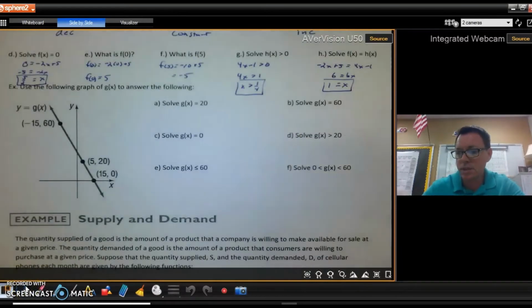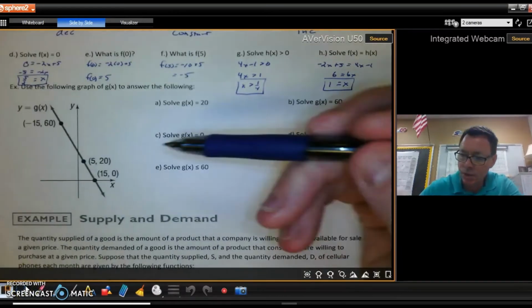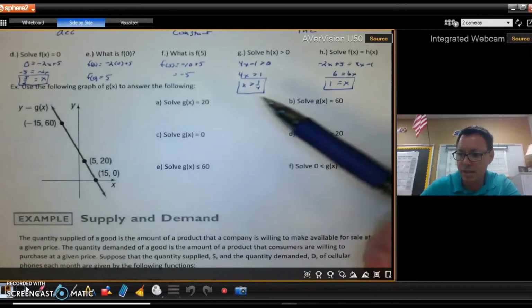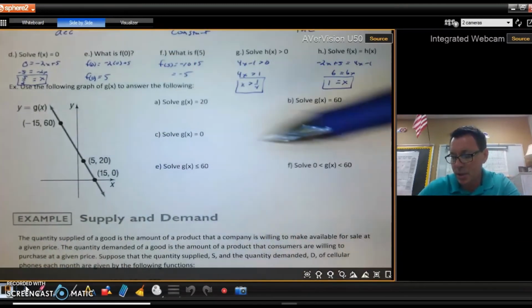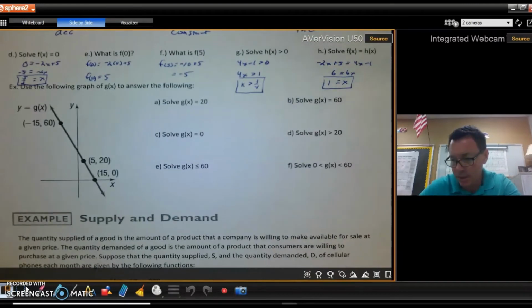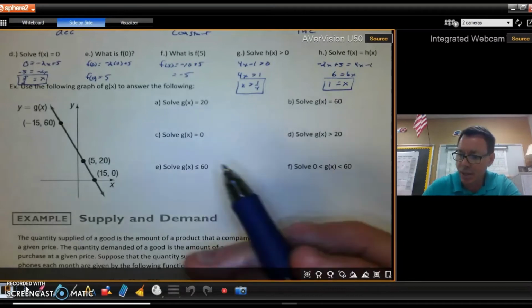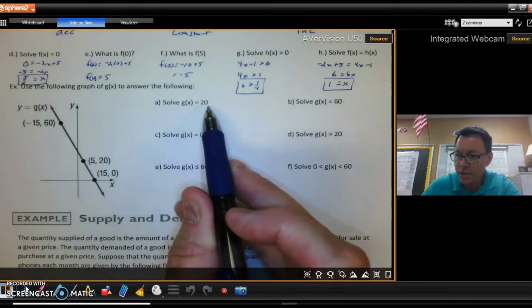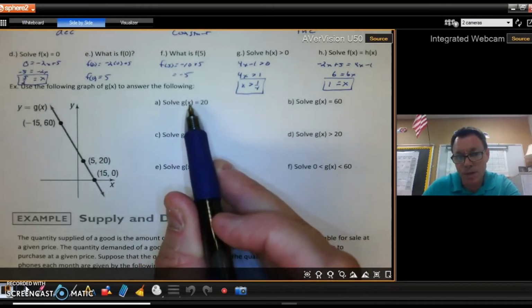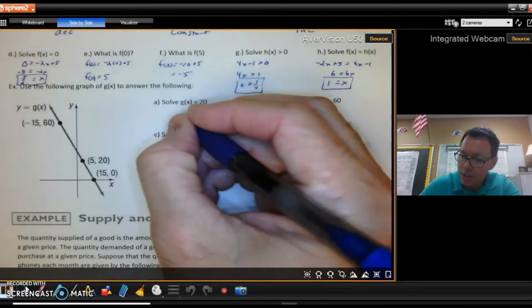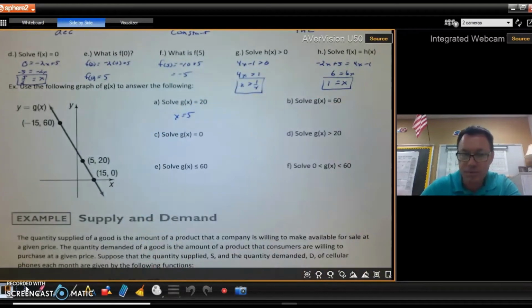All right, we've looked at a lot of graphs so far in this course. So this is an example of a linear function. So this is g of x. We've got some values on the function that they've given us, and we're just going to answer some questions that we see over here. So for example, solve g of x equals 20. So for what x value does the function equal 20? Well, we've got the point (5, 20), so x equals 5. That's it. That's what we're doing.